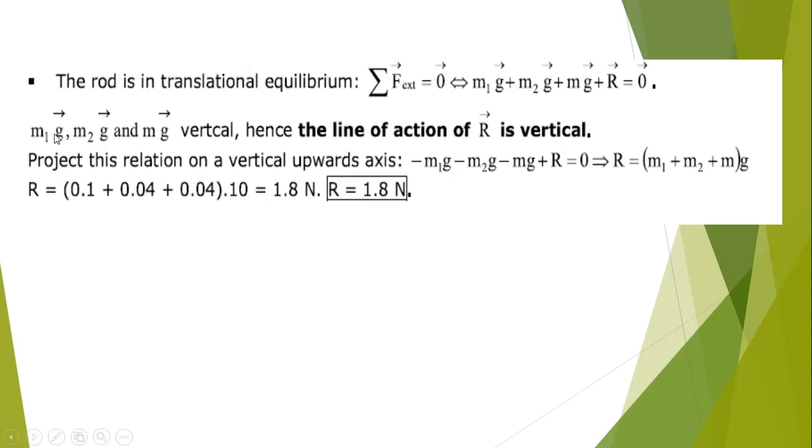The weights of M1, M2 and the rod are vertical. Hence, the line of action of R is vertical. So, according to this relation, since M1G, M2G, and Mg, these three forces, are vertical, it's necessarily true that the line of action of R is vertical.